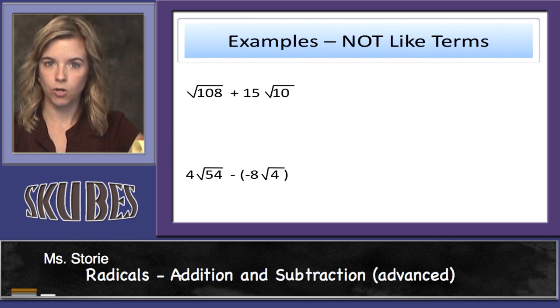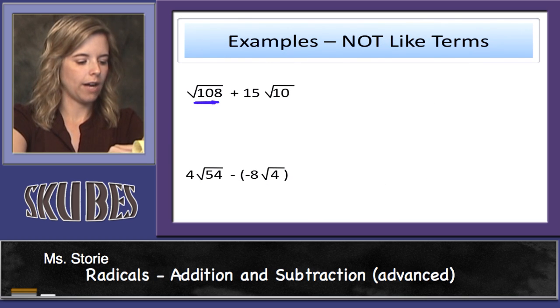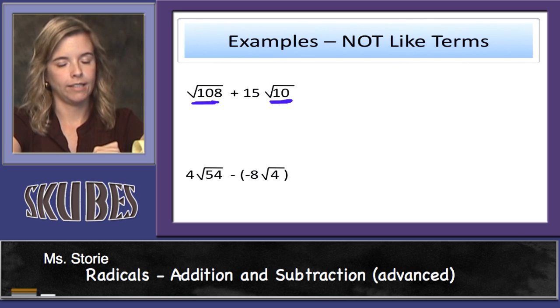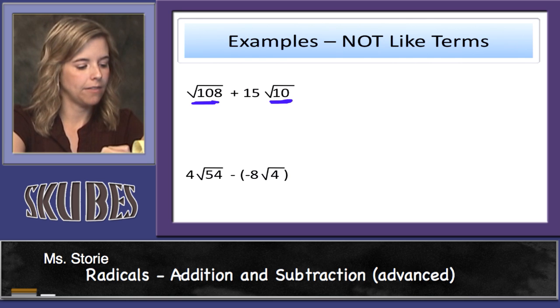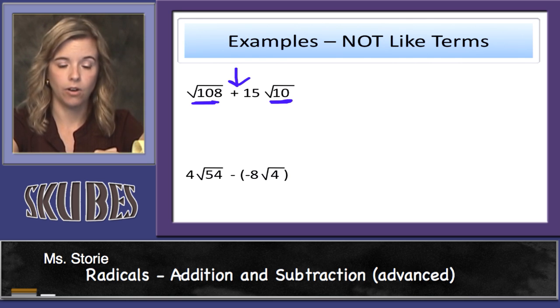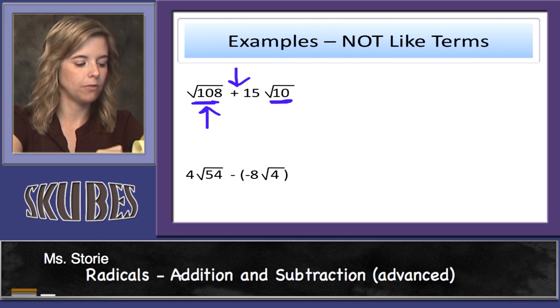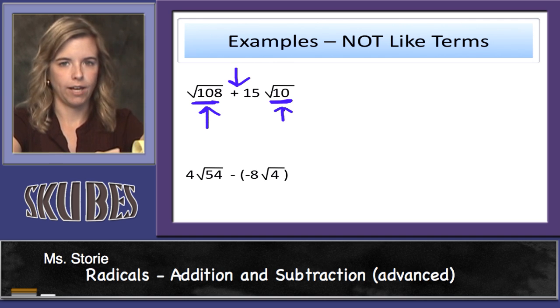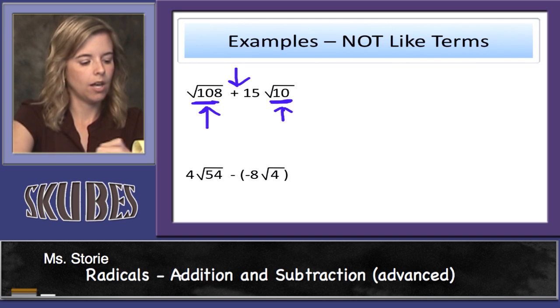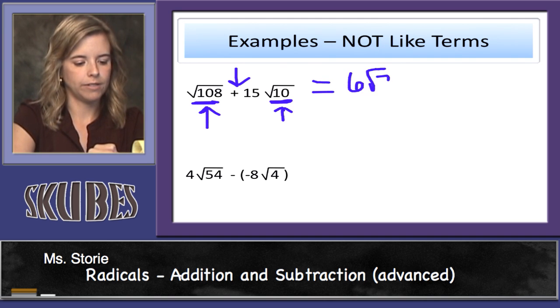Okay, so let's look at some more examples. First of all, we have radical 108 and radical 10. They are not the same, so we cannot add them, which is what it's asking us to do. However, before we stop, we have to make sure that we have fully simplified both the radicals. Is 108 fully simplified? No, we just learned that on the last one. Turns out that radical 108 actually was 6 radical 3 when we simplified it.